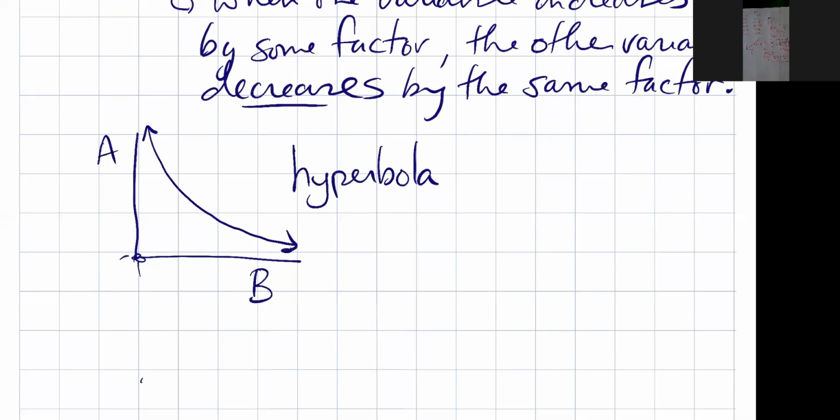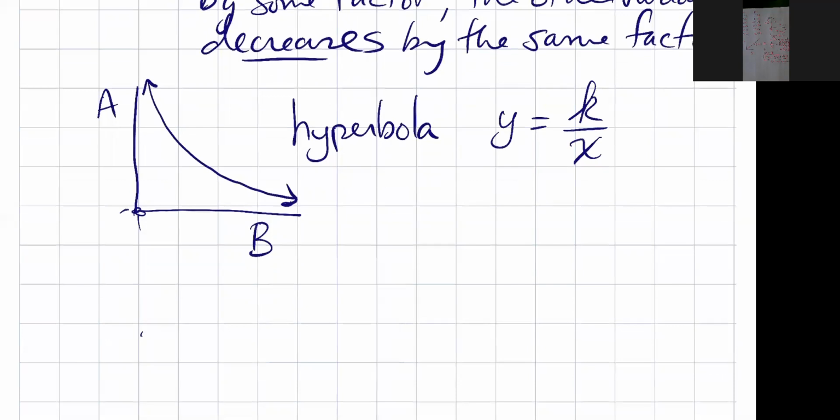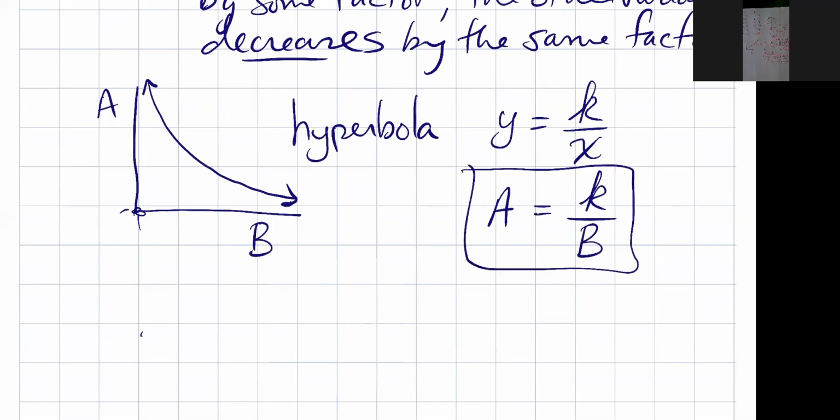All right, now the equation of a hyperbola, you're probably not as familiar with like you would have been for the equation of a straight line. The equation of a hyperbola looks like this: y equals k divided by x. Okay, so in our graph, we don't have x and y, we have a's and b's. So for us, we can say a is equal to k divided by b. That would be the one version of the algebraic equation that describes an inverse relationship.